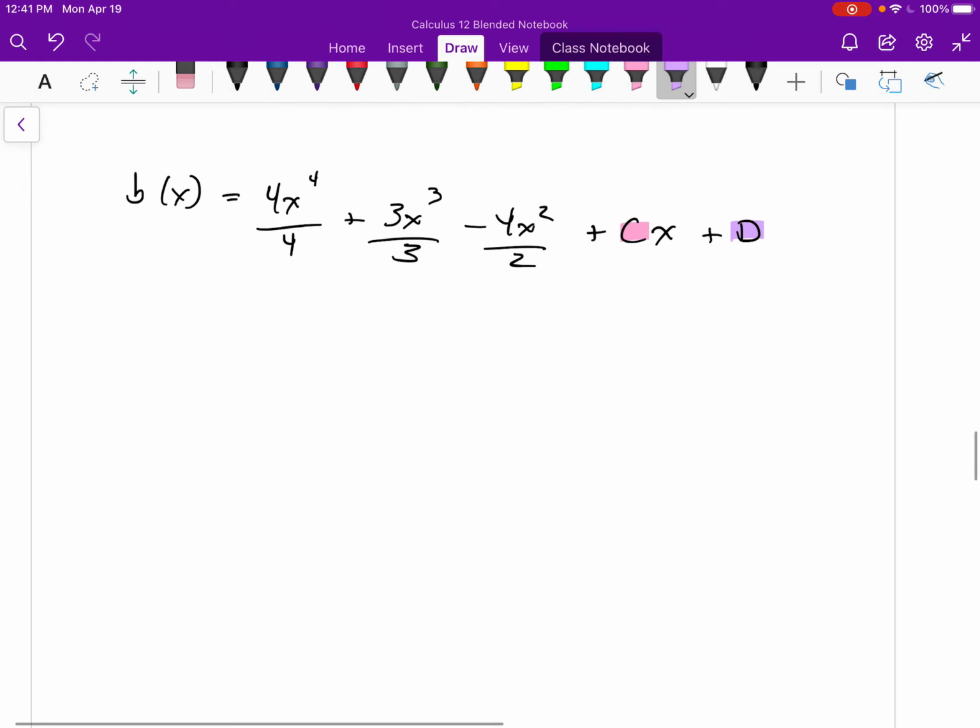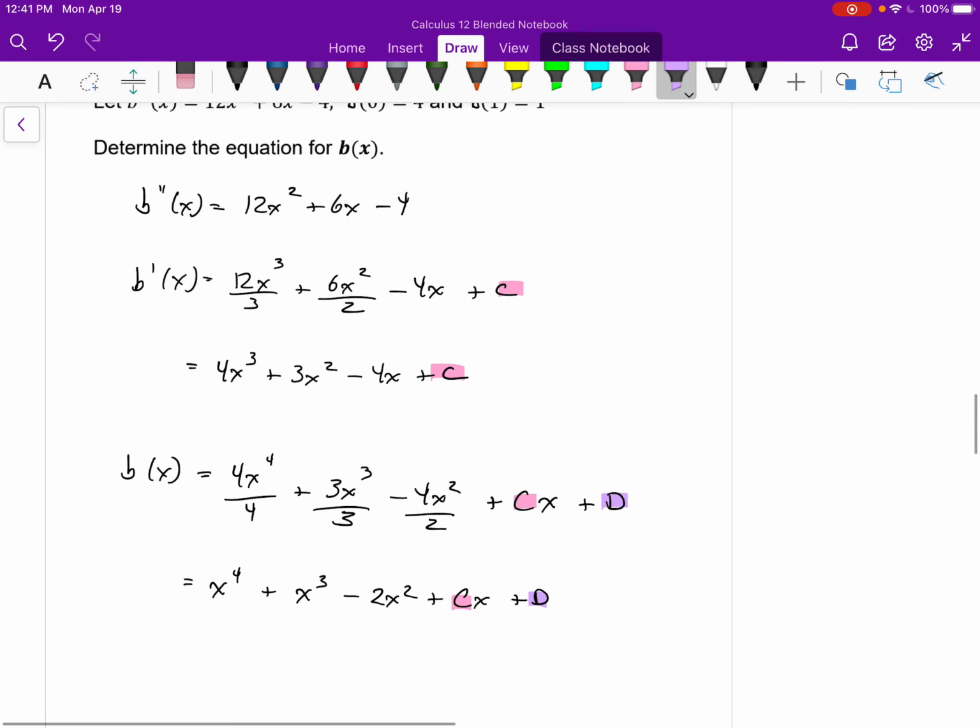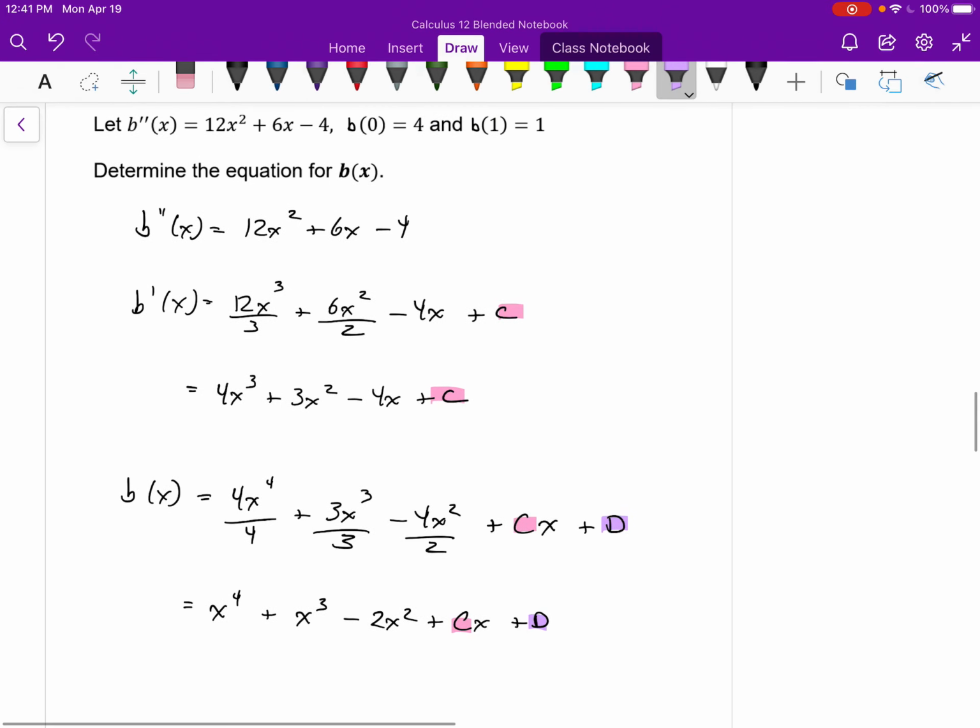Okay, and so let me clean this up. But I need to figure out those constants. Otherwise, I haven't figured out this function. Good thing is it simplifies quite nicely. All right, so this is where I need to take into account those two extra little facts I was given. b at 0 is 4, and b at 1 is 1.